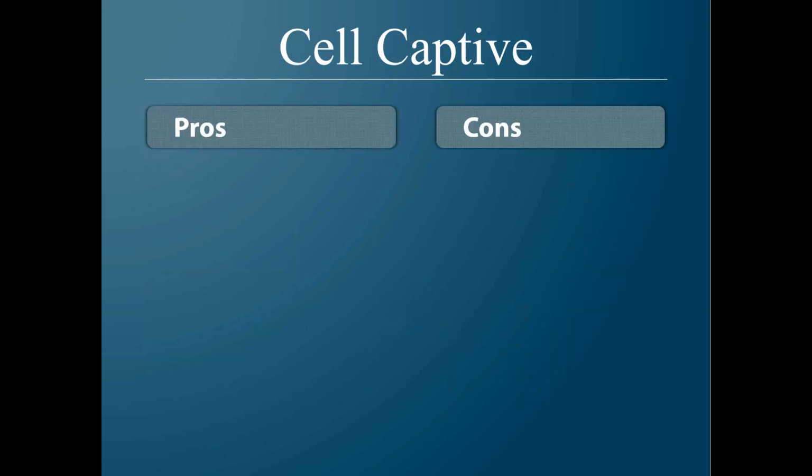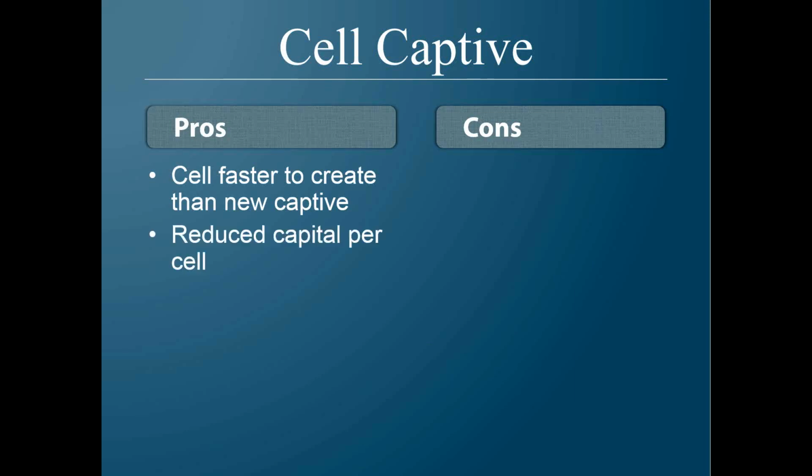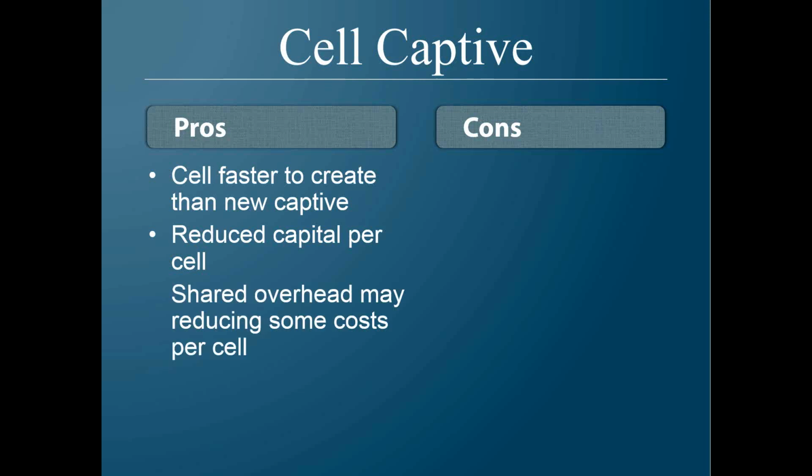Cell captives have, like most things, good and bad. They're faster to create a new captive because the insurance company already exists. All they're doing is creating that cell. It usually has reduced capital requirements because again, the company's already licensed, and the amount of capital that each cell is required to have is simply agreed upon between the business owner and the owner of the captive. And there may be some reduced expenses due to overhead sharing.